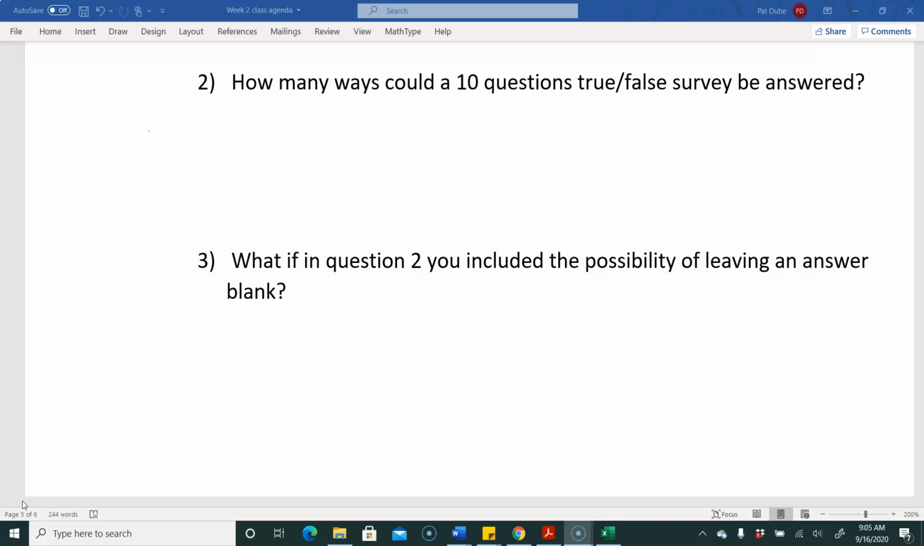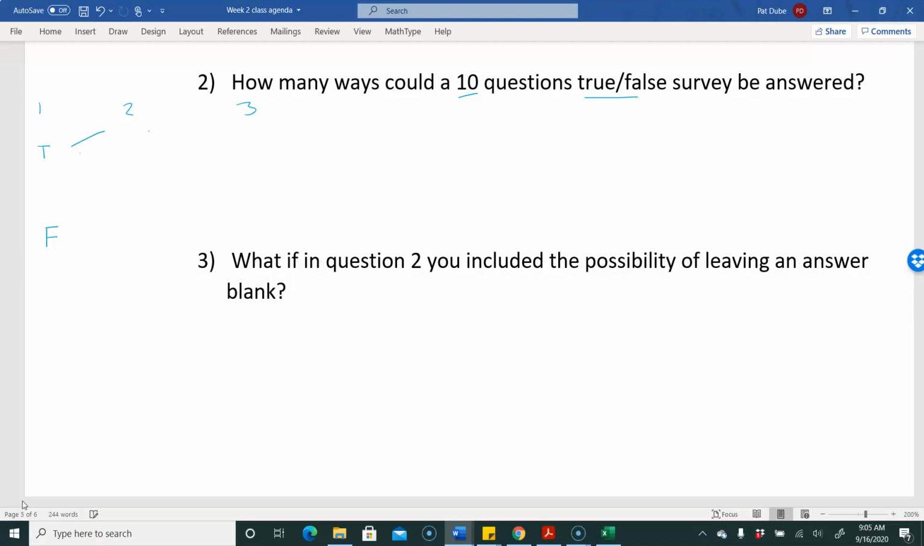So the next question we're going to deal with is a combination. We're dealing with combinations. So how many ways could a 10-question true-false survey be answered? And the assumption here is that every answer is either true or false. You answered every question. So if you look at the possibility tree, you start with the first question, and then the second question, and then the third question. You make a tree. The first question could either be true, or I would need a much bigger paper to finish this, so I'm not going to, or false.